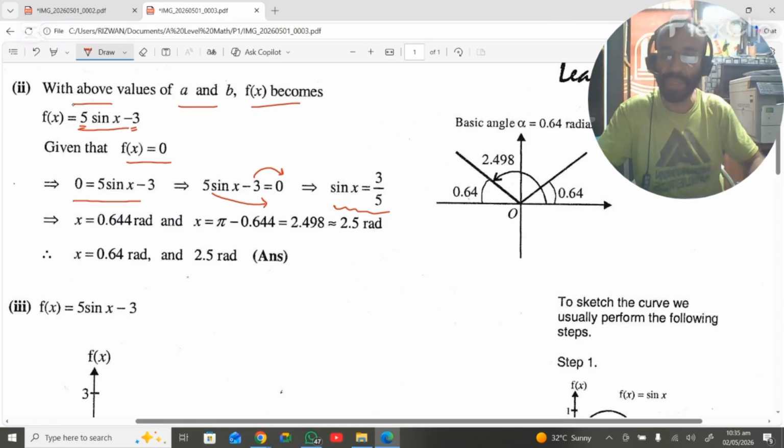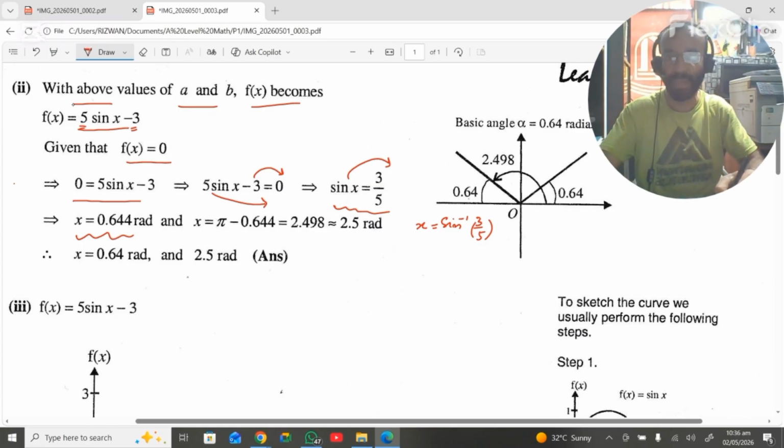So now convert your calculator into the radian mode, and now sine will go to the right hand side, so x will become sine inverse 3 by 5. So solve it on the calculator, you will get the answer of the x, that is 0.644 radians.